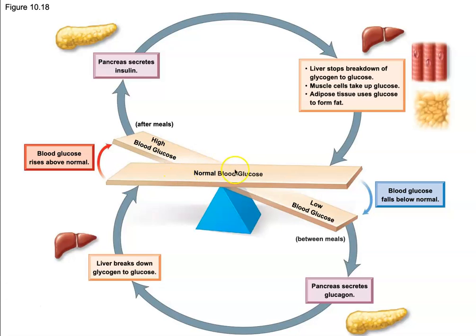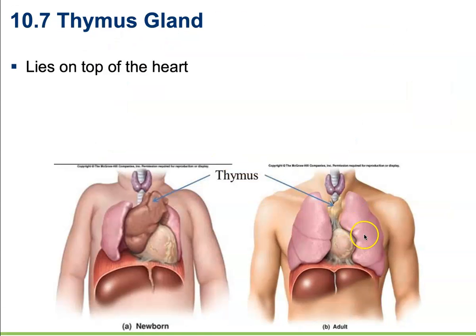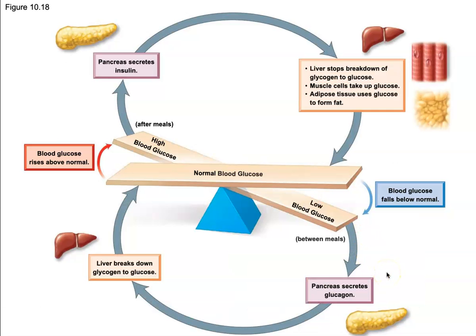If our blood glucose gets too low, the pancreas is going to secrete glucagon. That glucagon is going to encourage the liver to break down glycogen into glucose and increase those blood sugar levels until we reach a normal sugar level for our blood. And that's going to be our pancreas.